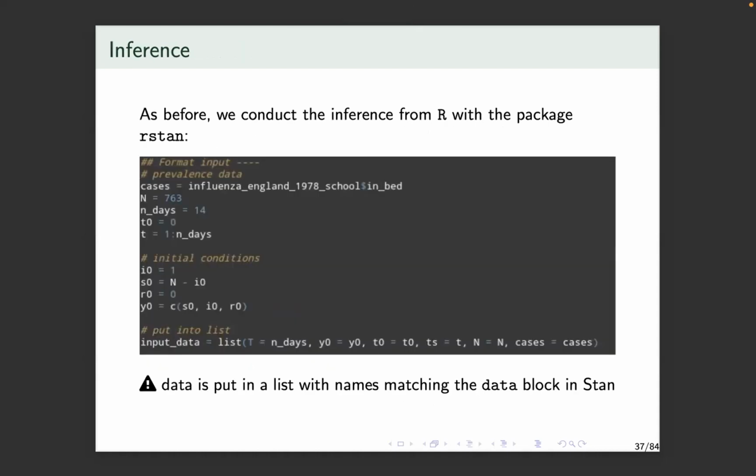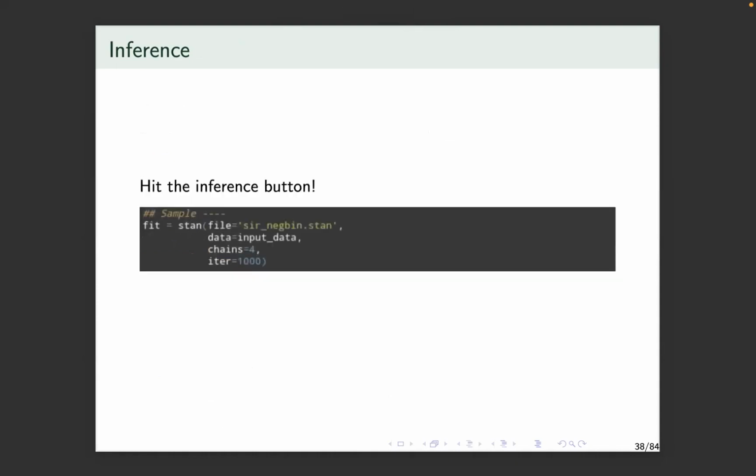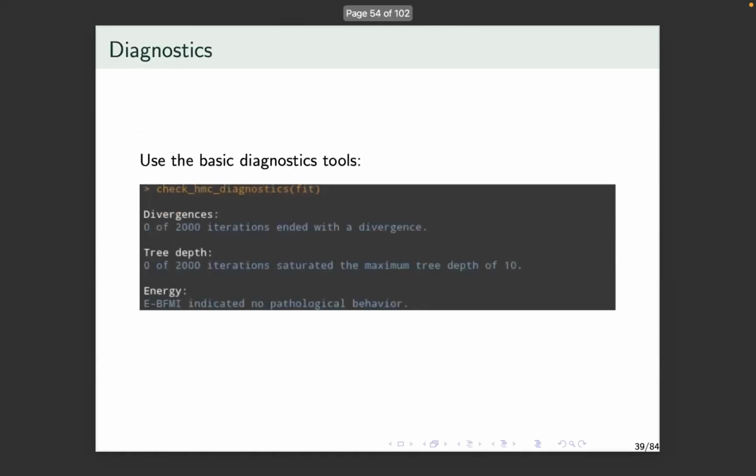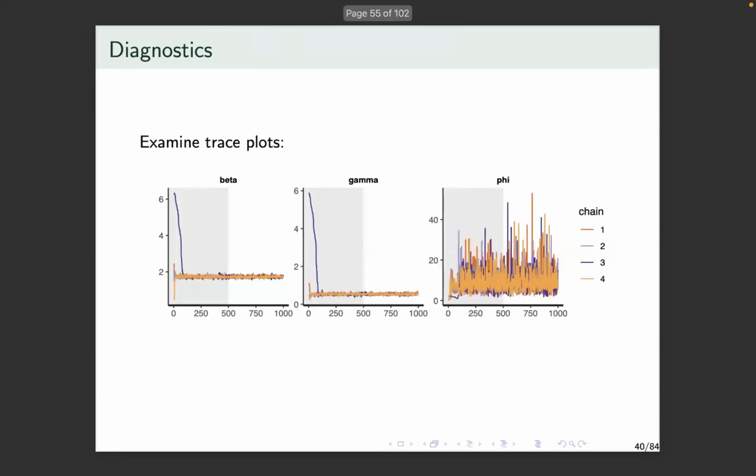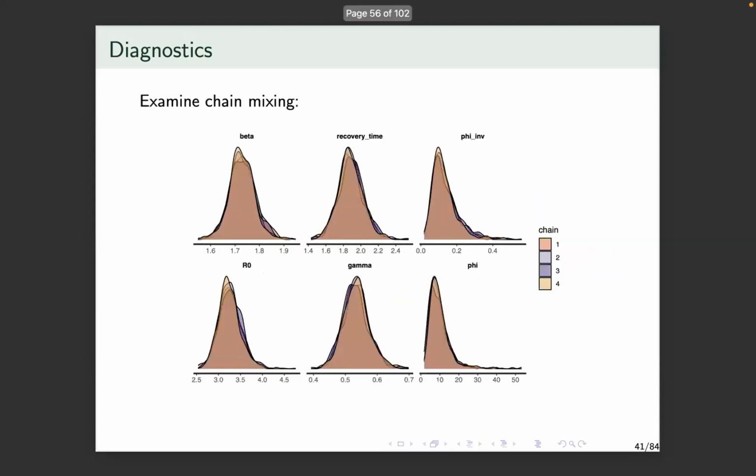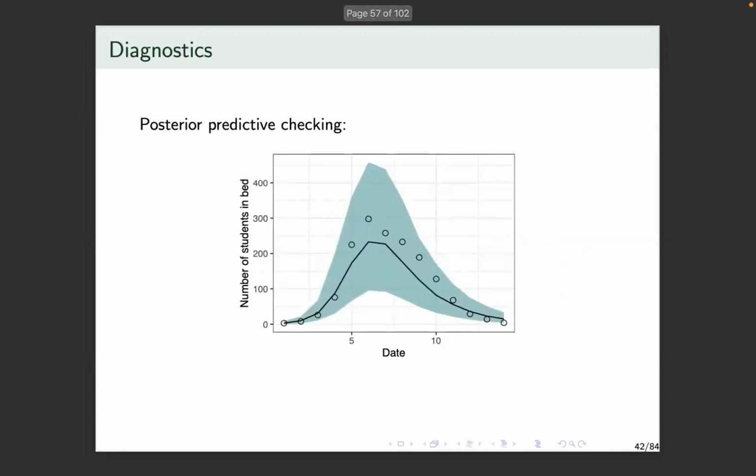Now we're going back to R, creating the list of data inputs, and then running the Stan model, pressing the inference button, and looking at the diagnostics. So we have not seen any divergences and no other warnings from Stan. Great, means there were no problems at the inference stage. Also, we can see roughly in the post-warm-up stage how our trace plots look stationary. Also, when we overlap the posteriors of different chains, they look fine.